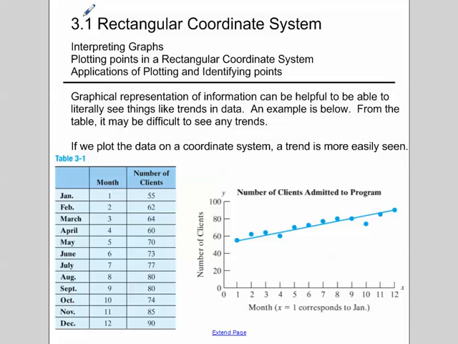So, our section here is 3.1. We're going to talk about the rectangular coordinate system, interpreting graphs, and plotting points in a rectangular coordinate system. And then we're going to talk about maybe some applications of plotting and identifying points.